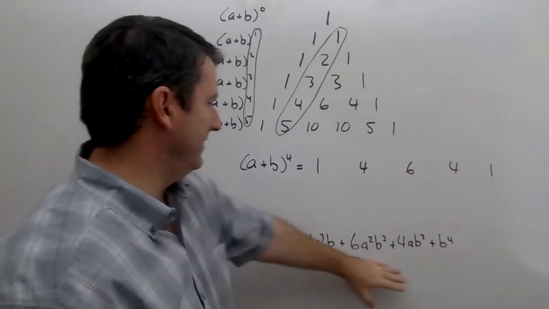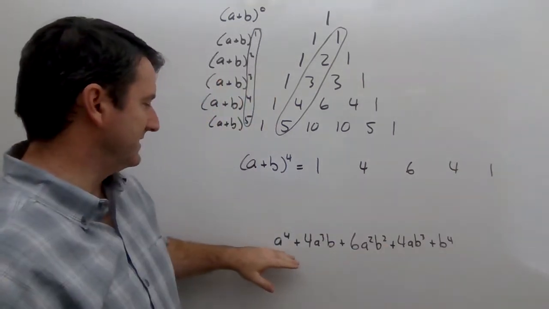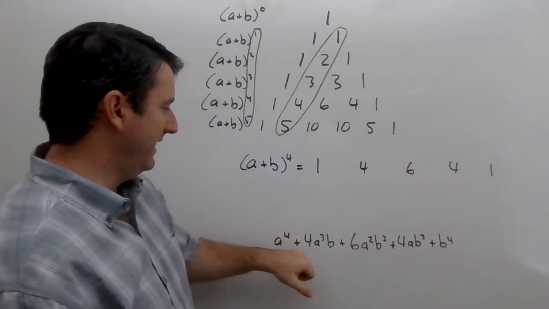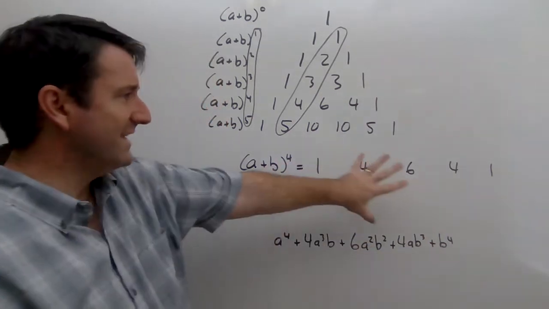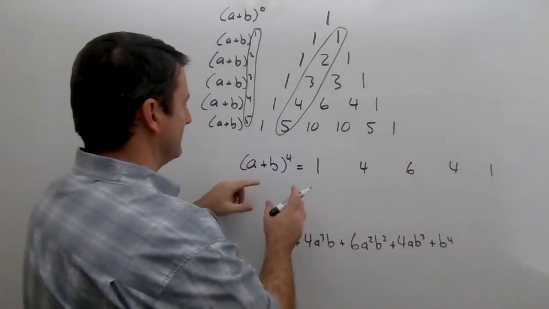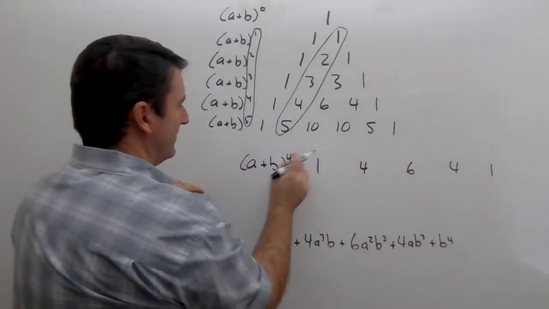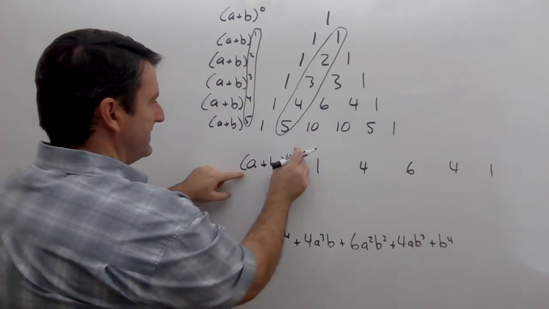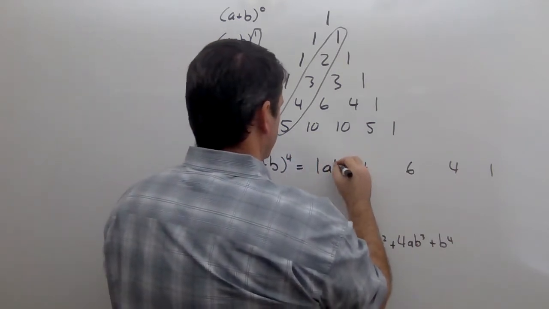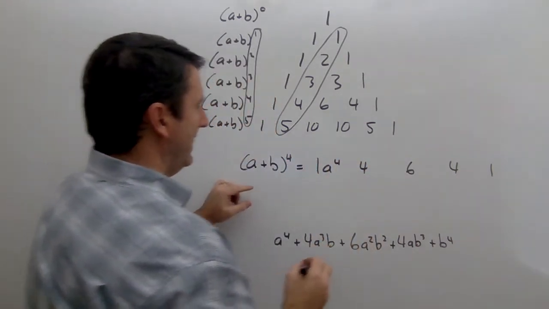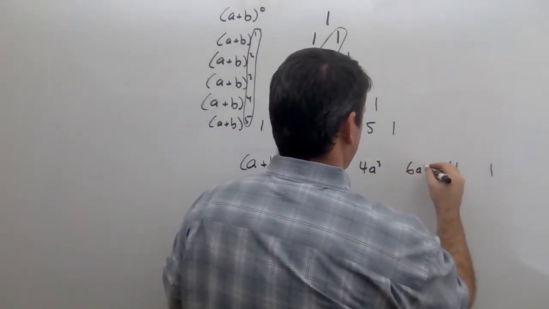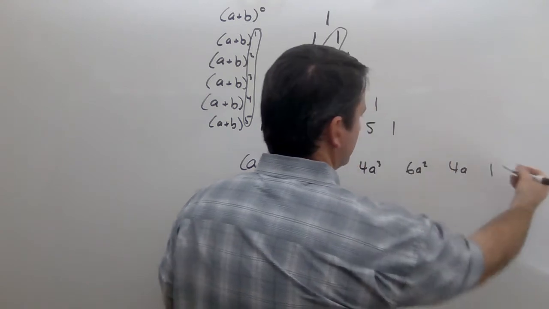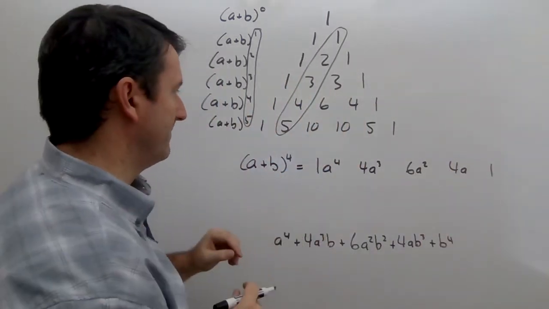And notice that when we do this, we always end up with this pattern of going from a to the 4th, a to the 3rd, a squared, a. That's always going to be the case. And so we're always going to start with this term, a to the 4th power. And then here we're going to have a to the 3rd power, then a squared, then a to the 1st, and then a to the 0, which is just 1.